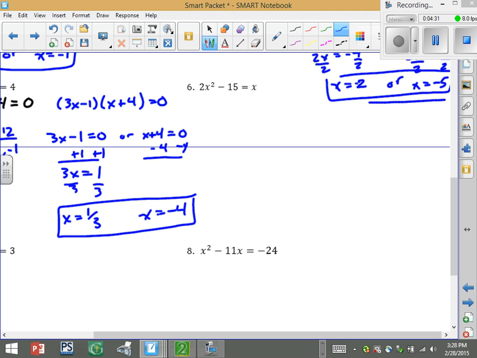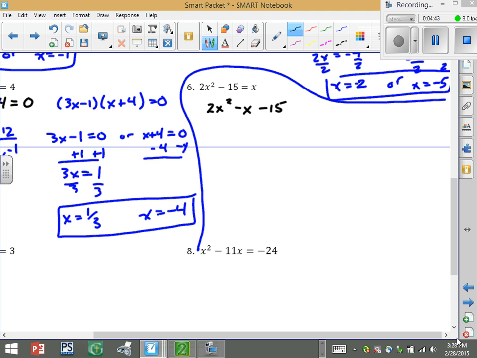Number 6, I don't have a whole lot of room. I need to move that x over. And just to keep this in standard form, I'm actually going to squeeze it in since I subtracted it: minus x, minus 15, just to keep things in the same pattern that I've been working with so far. So I need 2x squared here. I need negative 15. So I need factors of negative 30 that add up to be negative 1. I believe that'd be negative 6 and 5.